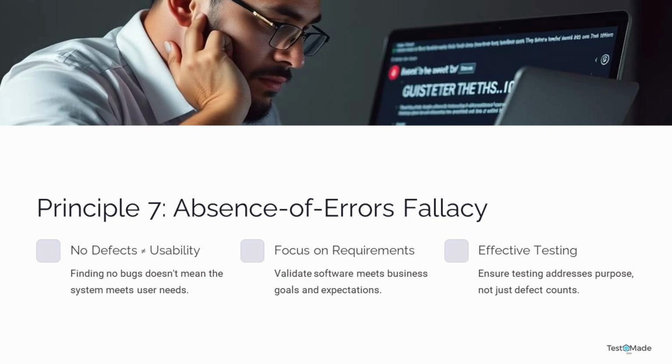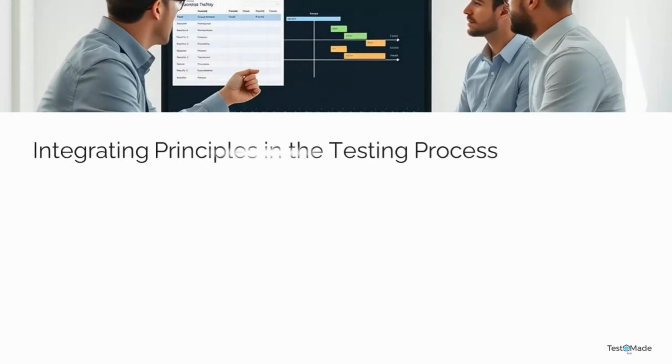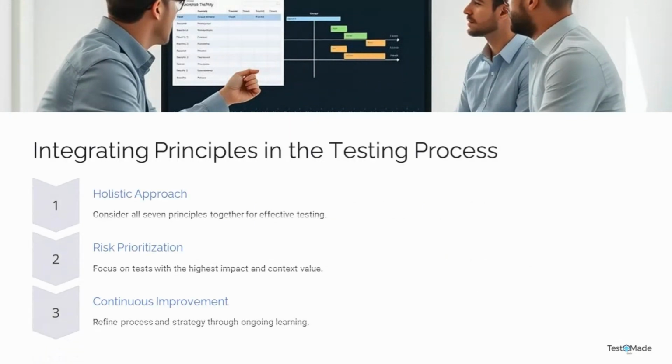Boehm, 1981. Integrating principles in the testing process. Holistic approach. Consider all 7 principles together for effective testing. Risk prioritization. Focus on tests with the highest impact and context value. Continuous improvement. Refine process and strategy through ongoing learning.